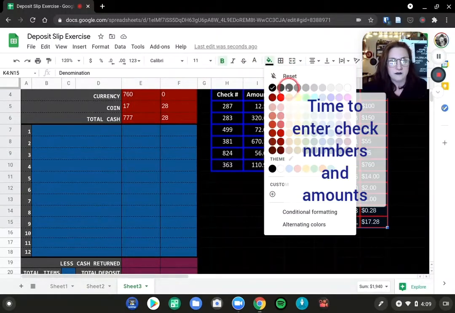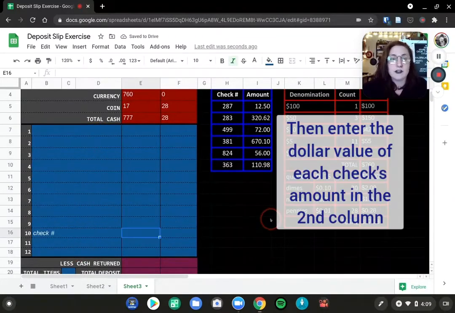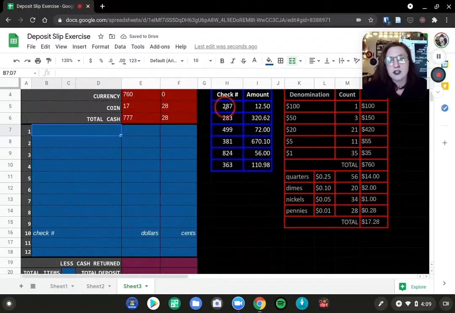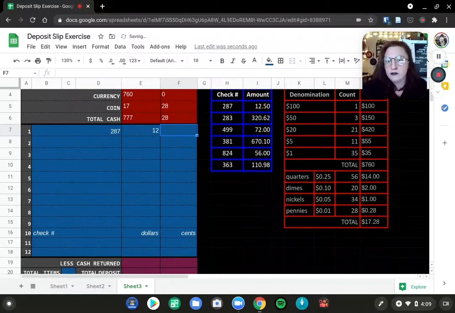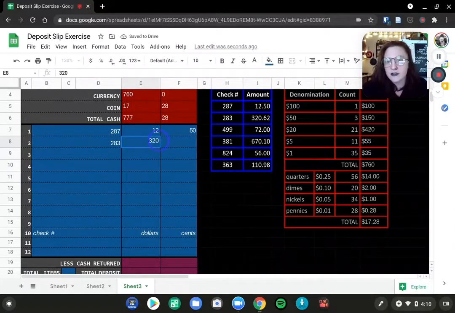Now we enter checks. In this column you're going to write the check numbers, and then we write dollars, and then we write cents over here. So I start here at my first check. My check number is 287, and there's $12.50. So we put a 12 and then we put a 50. We can move on to our second one. We have 283 as the check number. This check is for $320.62, and you just keep going like that.